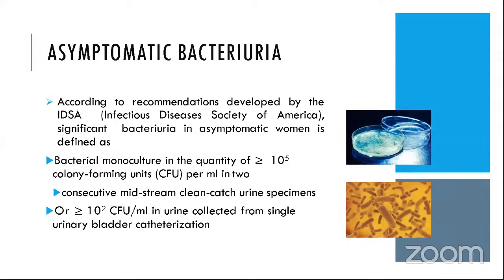Asymptomatic bacteriuria is the condition where bacteria colonize in the urinary tract but do not cause symptoms. The colony counts, in case of monoculture, can be equal to about 10 to the power 5, and in case of a catheter specimen, 10 to the power 2. Okay. This is very mathematical. It is not necessary to remember it very much.